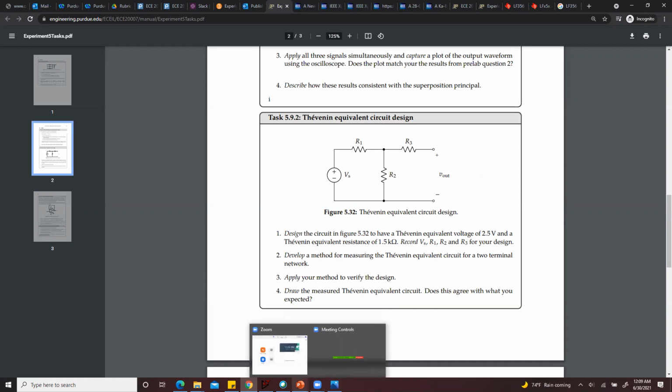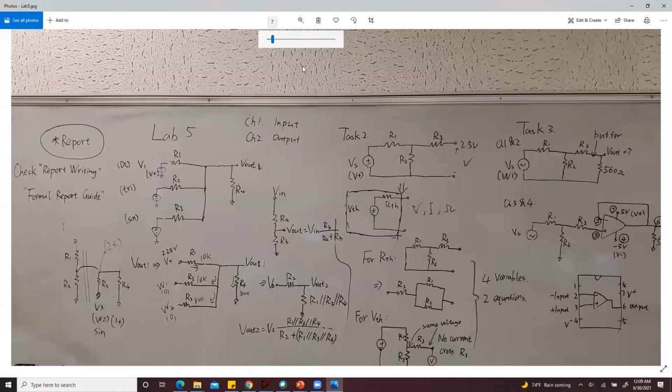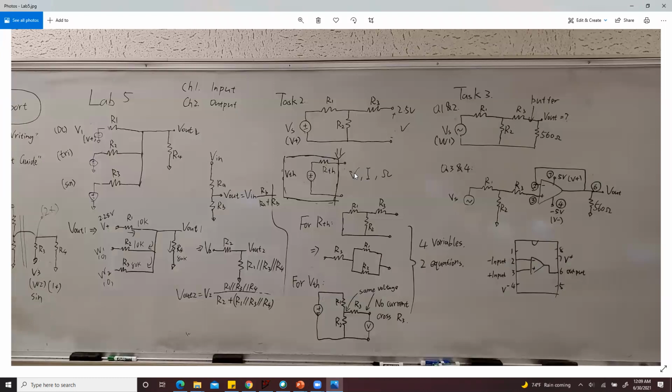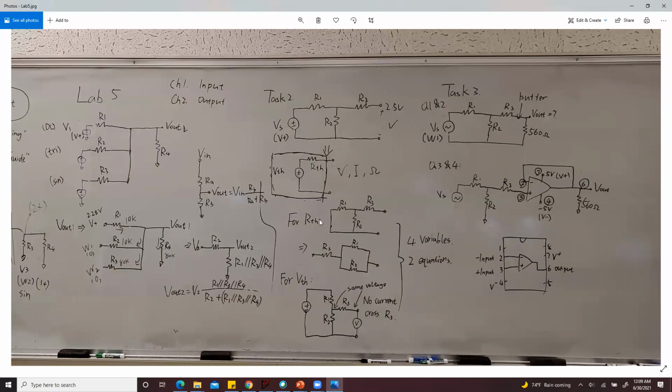There are different methods, so I can show you the method I used. First of all, I want to satisfy the equivalent resistance, so I want to make sure my RTH equals 1.5 kilo ohm. When I worry about the RTH, I can short Vs. So the circuit will look like this.